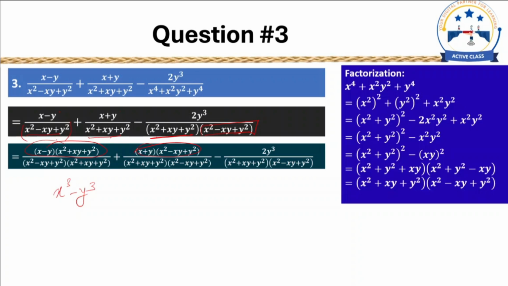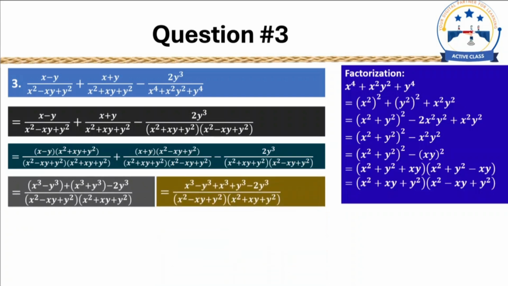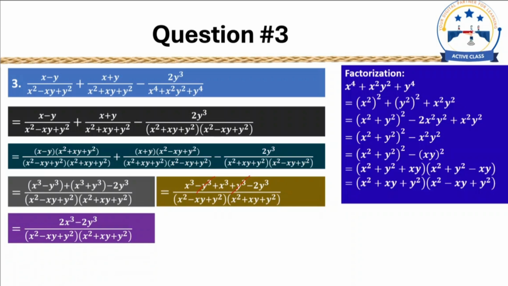Since the fractions are like, we write only one denominator as our LCM. See? Let's open the bracket. There won't be much change in the numerator. I just open the bracket. Now this minus y cubed and plus y cubed will cancel out. x cubed plus x cubed is 2x cubed, and then 2y cubed in the next step.